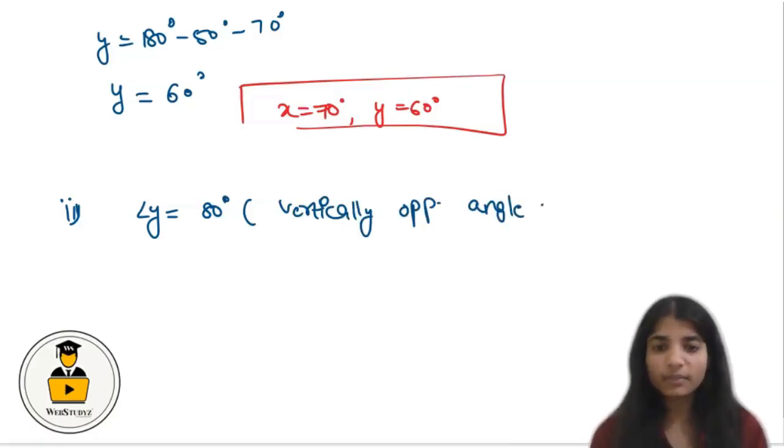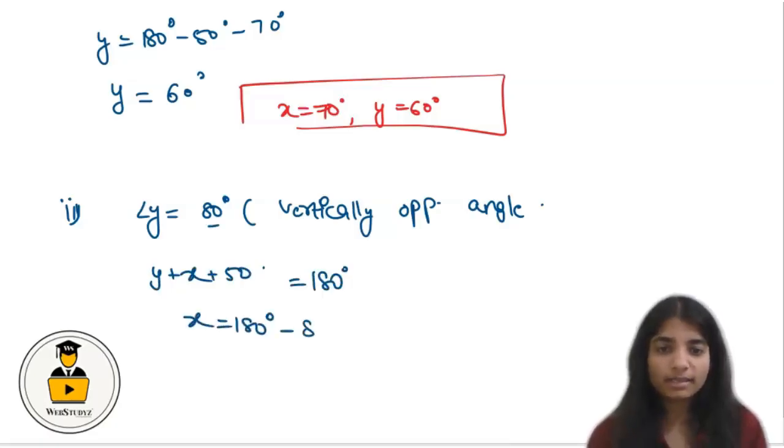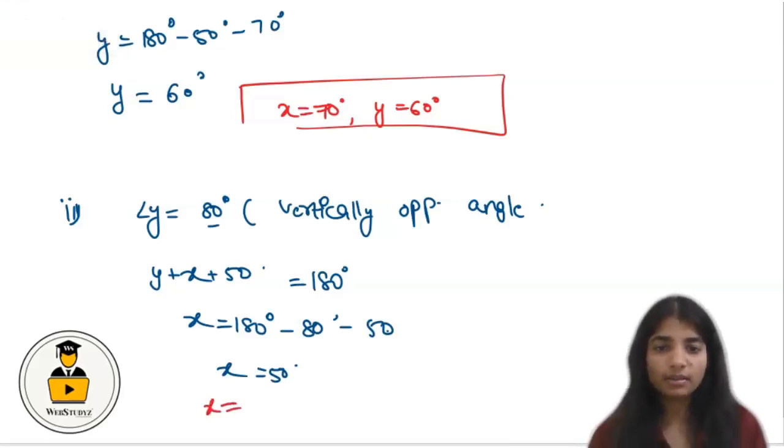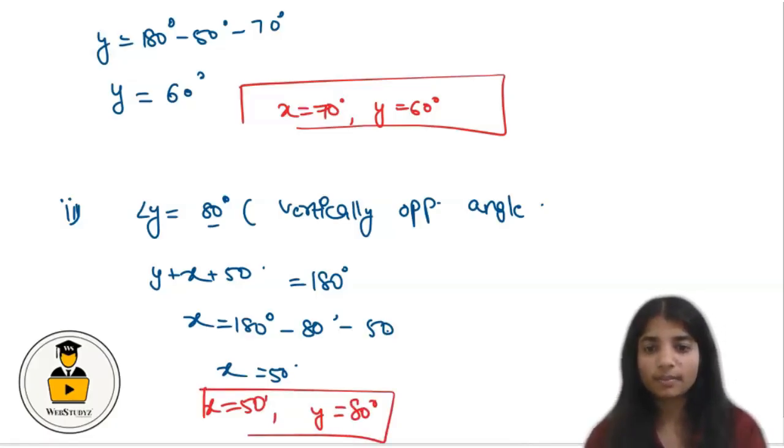We know that y plus x plus 50 is equal to 180. We just calculated the value of y, which is 80. So x from here is equal to 180 minus 80 minus 50. So solving this, x is equal to 50 degrees. So from here we got both the values of x and y. So x is equal to 50 degrees and y is equal to 80 degrees. So this is the answer to part B of this question.